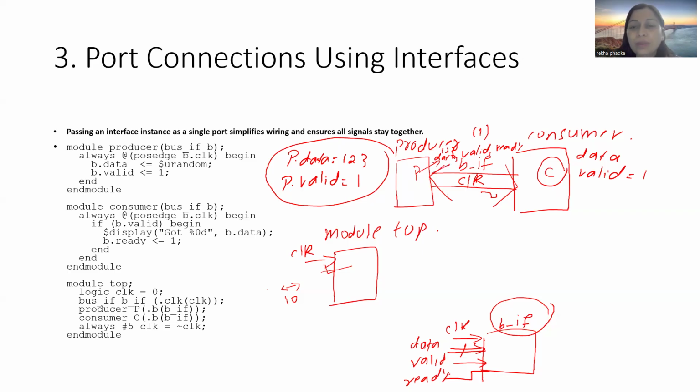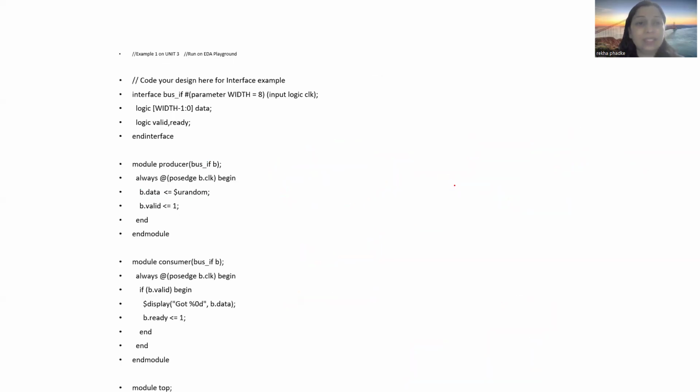Now, the ports being converted to interface. That means it's like a bundle. So they both can communicate on this port via interface, which becomes very easy to understand and very easy to reuse. So I am able to achieve modularity. I'm able to achieve reusability. So that is how port connection using interfaces work. Okay. So let's see one more. So let's see this example.